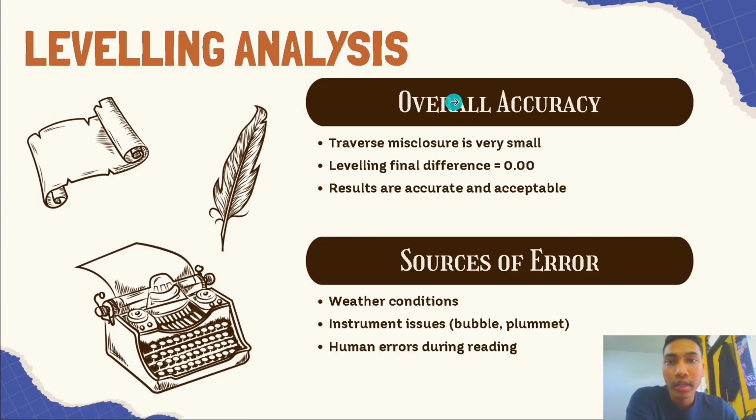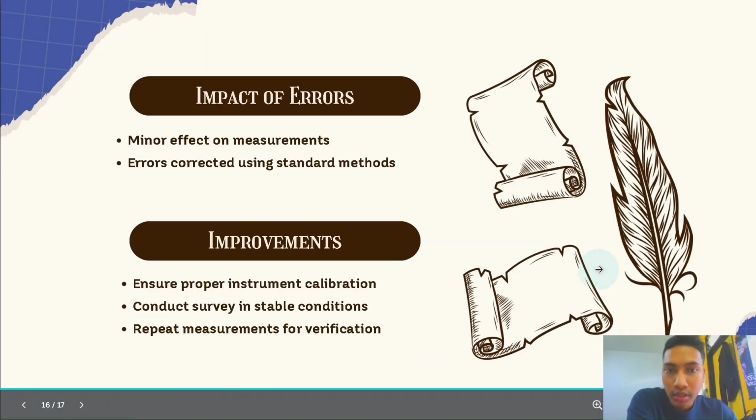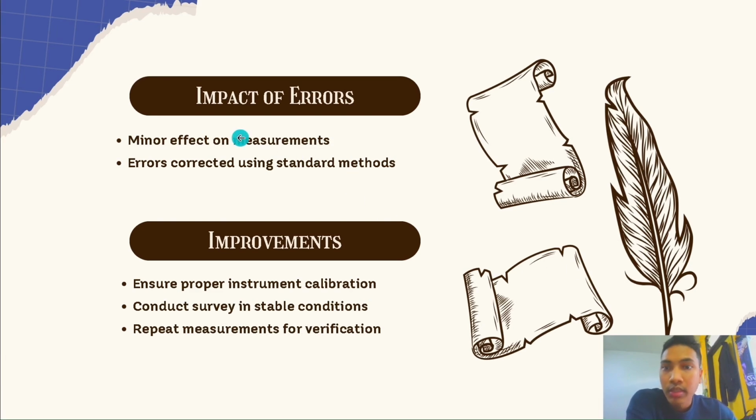Okay, so as for the overall accuracy, the misclosure is very small. The leveling final difference is 0.00, which leads to the result being accurate and acceptable. The sources of error are weather conditions and instrument issues, for example, the bubble and plumb bob. And lastly, human error during the reading of measurements. And the impact of the error is a minor effect on measurement, and the error is corrected using standard methods.